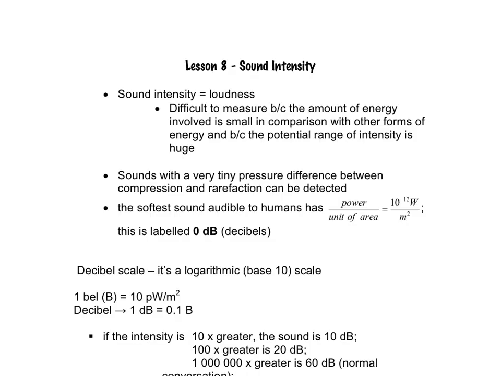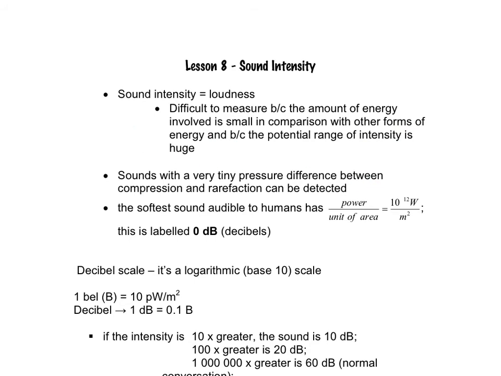We're just going to skip ahead to lesson 8 and do sound intensity right now because it's really quick and easy and straightforward. Sound intensity is our loudness amount, referring to how loud things are. It's really difficult to measure because the amount of energy involved is small in comparison with other forms of energy you're used to, and because the potential range of intensity is really, really large.